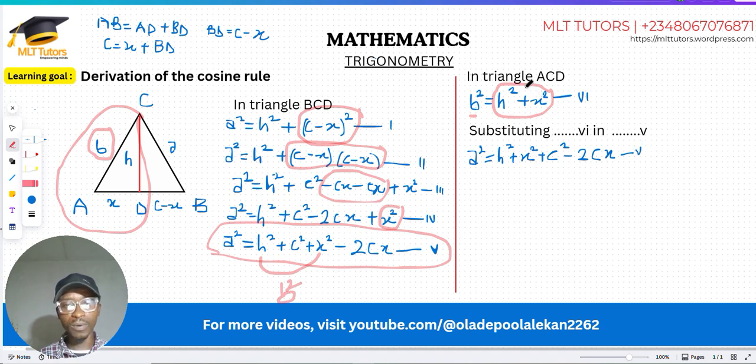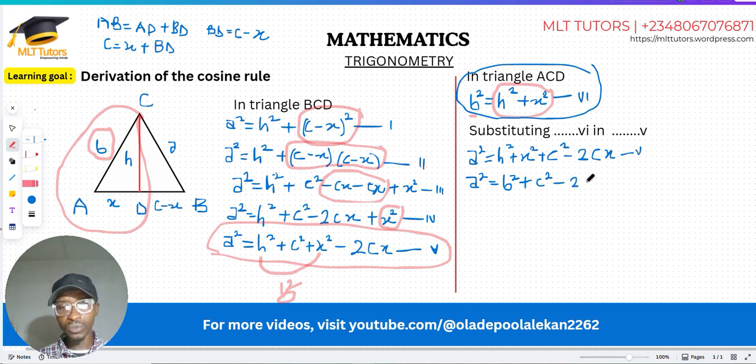So now, this is what we are bringing in. We are bringing in this value, which is b squared instead of h squared plus x squared. So that implies that equation 5 now turns to a squared equals b squared plus c squared minus 2cx. So let's call this equation 7.